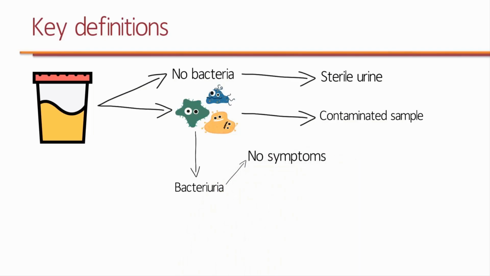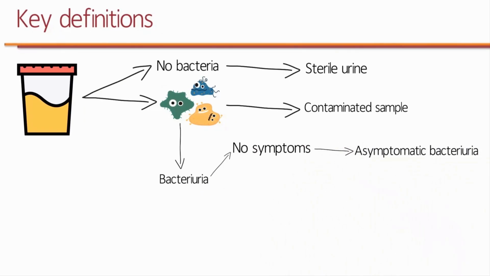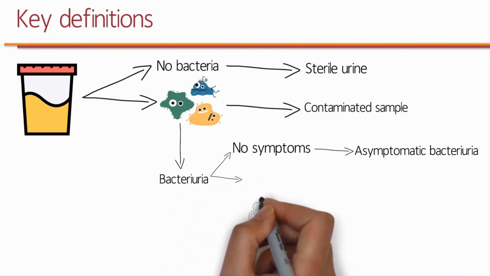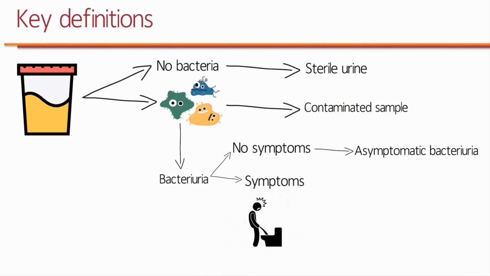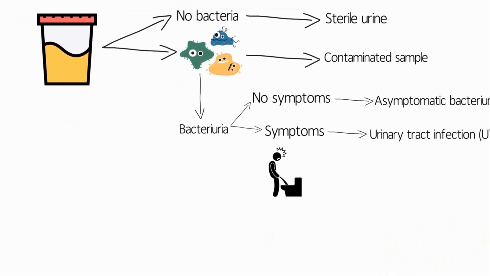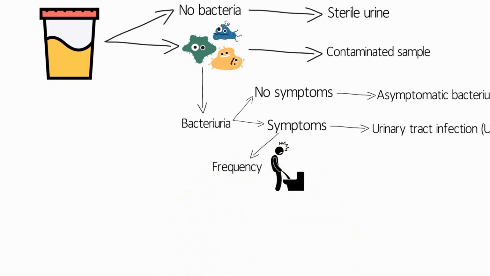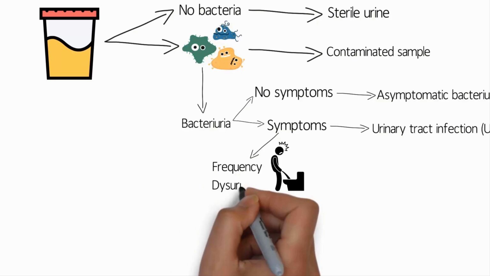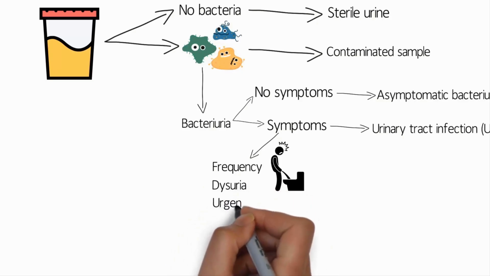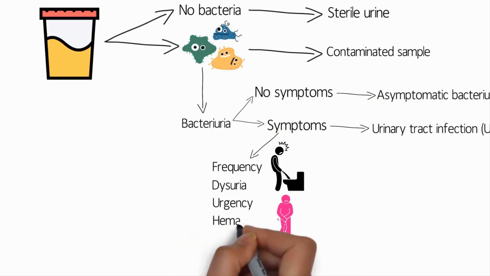If a patient with bacteriuria has no symptoms, we call this asymptomatic bacteriuria. This is not a urinary infection and does not need to be treated in most patients. If the patient does have symptoms, however, we call this symptomatic bacteriuria, or more commonly known as urinary tract infections. What exactly are these symptoms? The four most common symptoms are frequency, so the patient has to urinate small amounts frequently, and it will be painful, which we call dysuria. There will also be urgency, or the urge to void immediately, and there can also be hematuria, or the presence of blood in the urine.